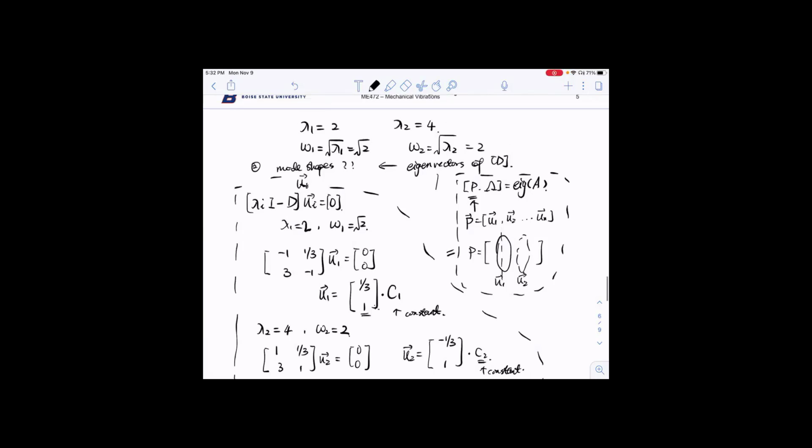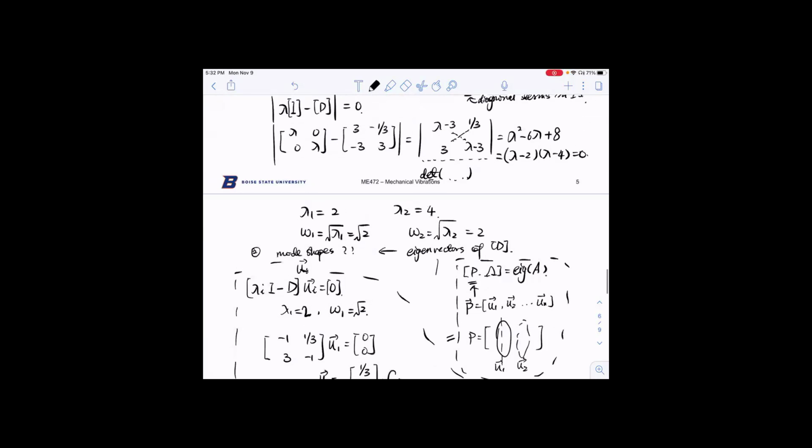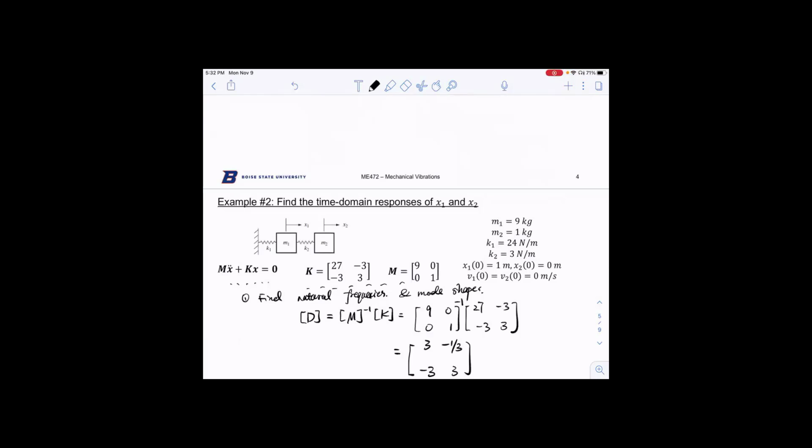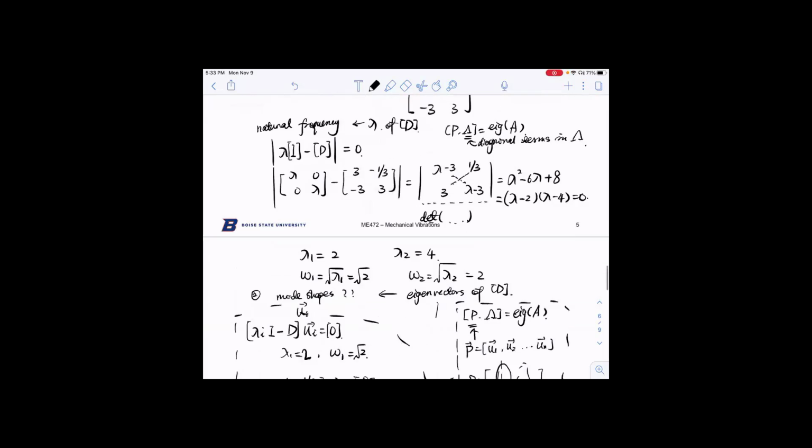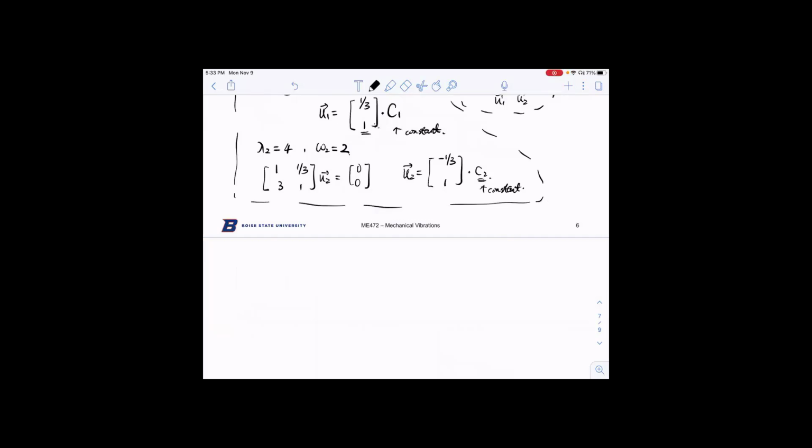We have the mode shapes. Well, the problem here is, what's the time domain response for X1 and X2? Here we only know natural frequency and mode shapes. How can we derive the time domain response, the final solution we want? Before doing so, let's recall the properties of eigenvectors.